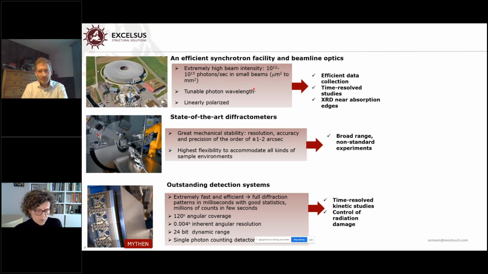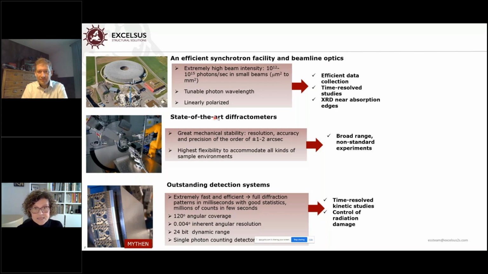Then, tunable photon energy is also very convenient because we can choose the energy to be used so that we can optimize the background. The beam is also linearly polarized in the plane of the orbit, and you might understand why the diffractometers in a synchrotron facility are placed vertically: then you don't need to make any correction for polarization, because you have no dependence of the angle on the polarization.